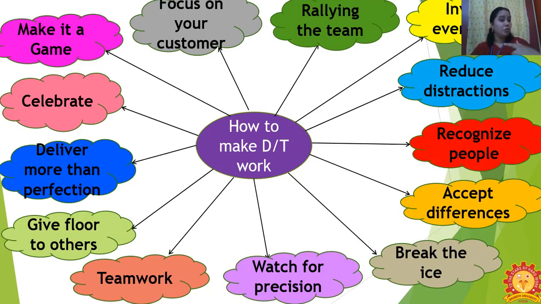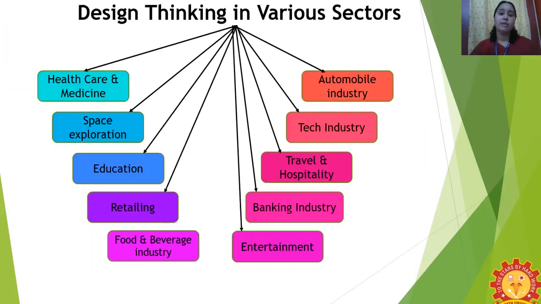Your customer is going to be your future. If you are not going to give him a prime importance, you are losing your business day by day. So design thinking has to be done keeping in mind the taste and preferences of customers for the organization. So these are the ways in which design thinking can be made to work in an organization. So with this, we move on to the next slide, which is about design thinking in various sectors.